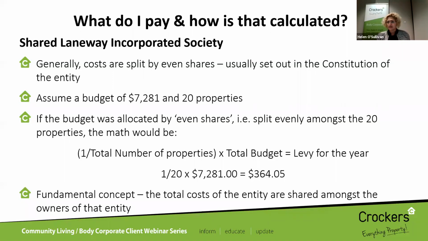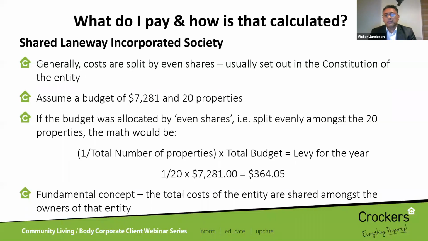The fundamental concept is much the same. Total costs are, in fact, exactly the same. The total costs of the entity are shared amongst the owners of that entity, just a question of how it's allocated, whether it uses the Unit Titles Act mechanism or another one that's established by the rules of the entity. Right, so it's really important to understand how those costs are allocated, and you're saying we need to read the rules of the particular entity to check. So yeah, I think I've got that.